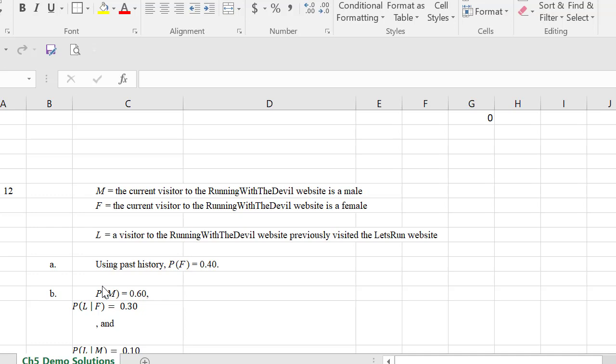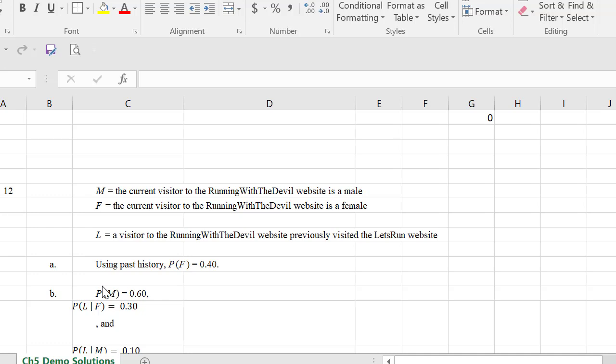We've got runningwiththedevil.com created a website to market running shoes and other running apparel. Management would like a special pop-up offer to appear for female website visitors and a different special pop-up offer to appear for male website visitors. From the sample of past website visitors, Running with the Devil's management learns that 60% of the visitors are male and 40% are female.